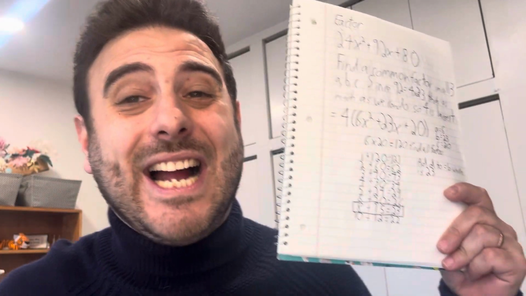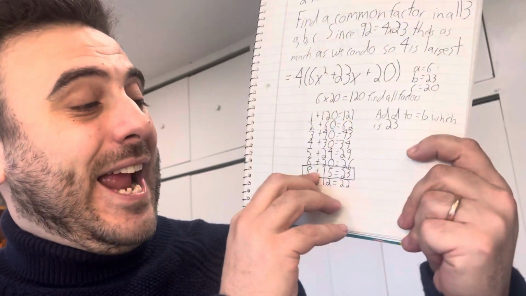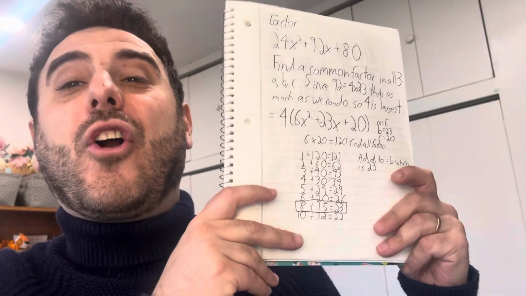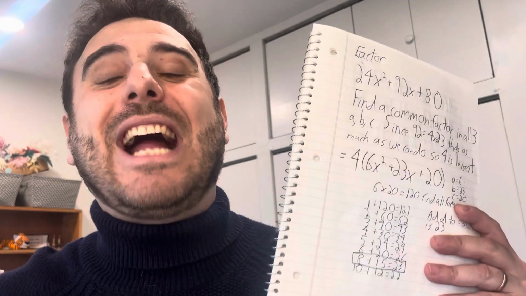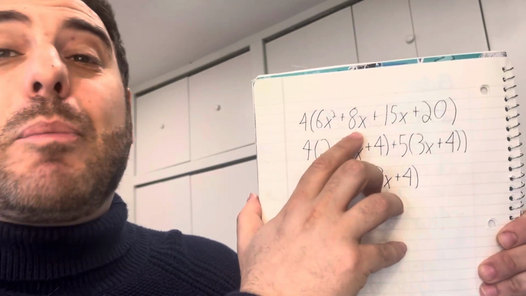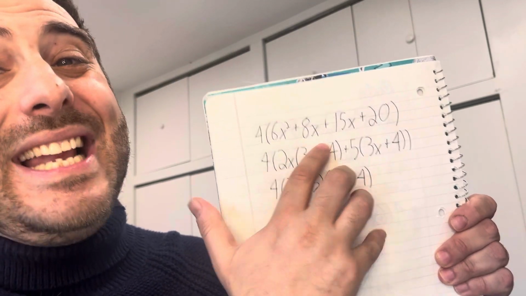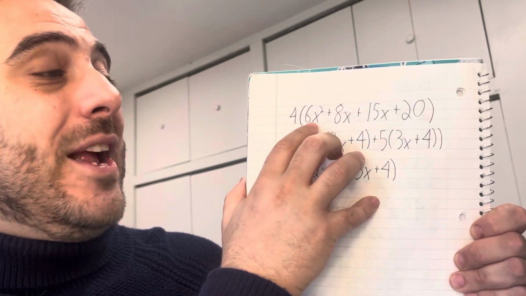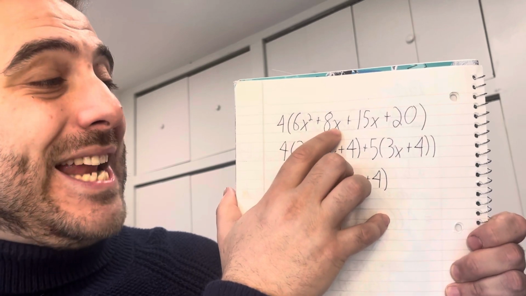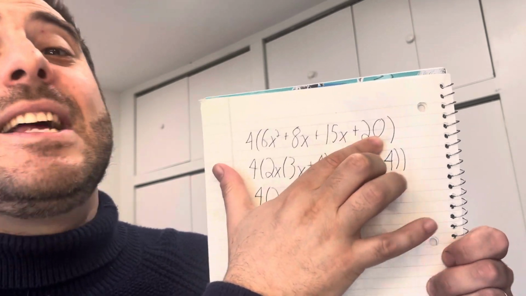That's why I highlighted that 8 plus 15, those are the factor pairs that we want to use to replace our 23x in the original expression. Okay? So we're going to keep our 4 that we initially factored out on the outside, but what we're going to do is replace that 23x with an 8x and a 15x. So our expression is 4 times 6x squared plus 8x plus 15x plus 20.